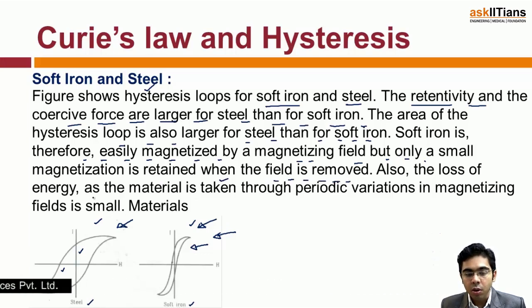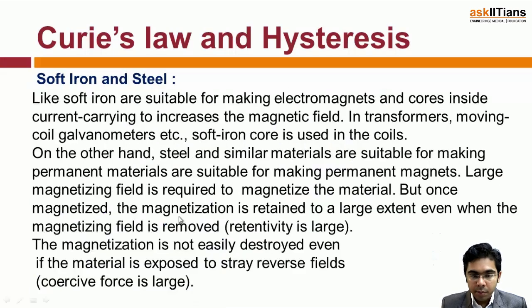So also the loss of energy as the material is taken through periodic variations in magnetizing field is small. We have already talked about this, that the loss of energy is less for materials like soft iron. So these were the characteristics of soft iron, and simultaneously I am telling you why soft iron is for temporary magnets and steel is for permanent magnets.